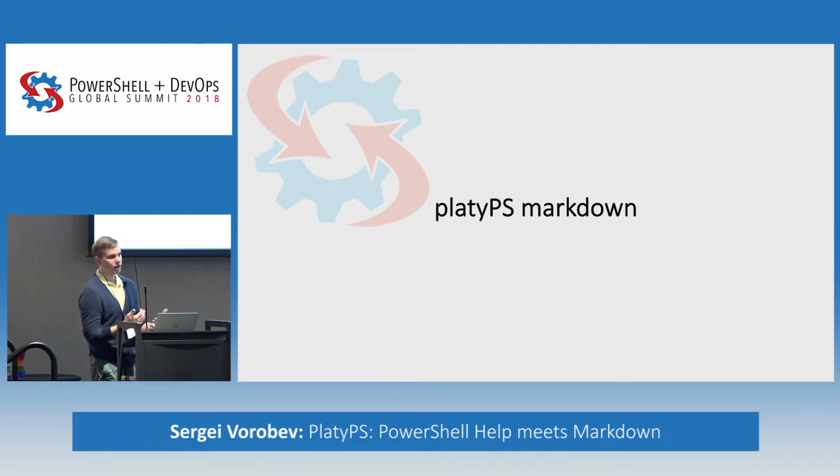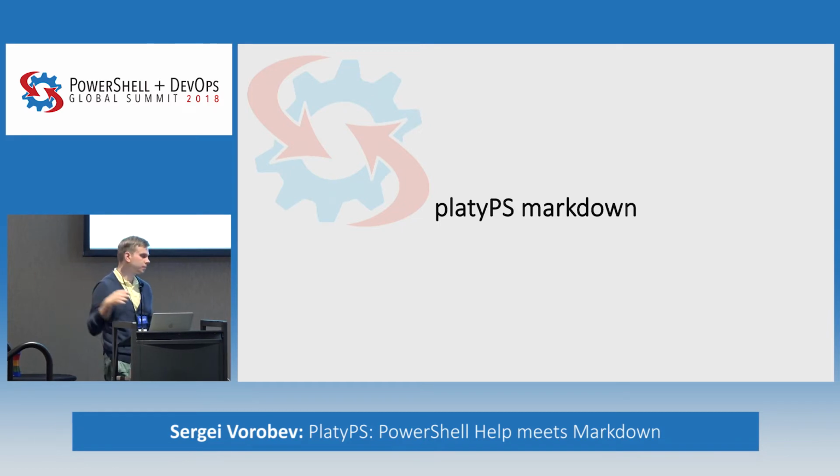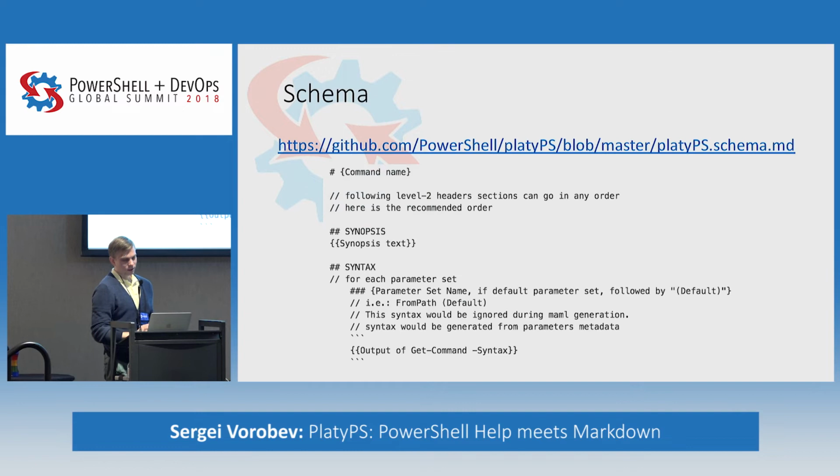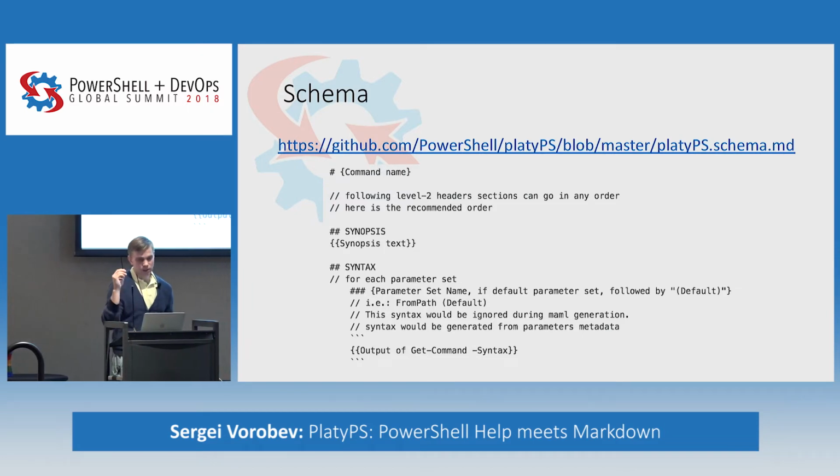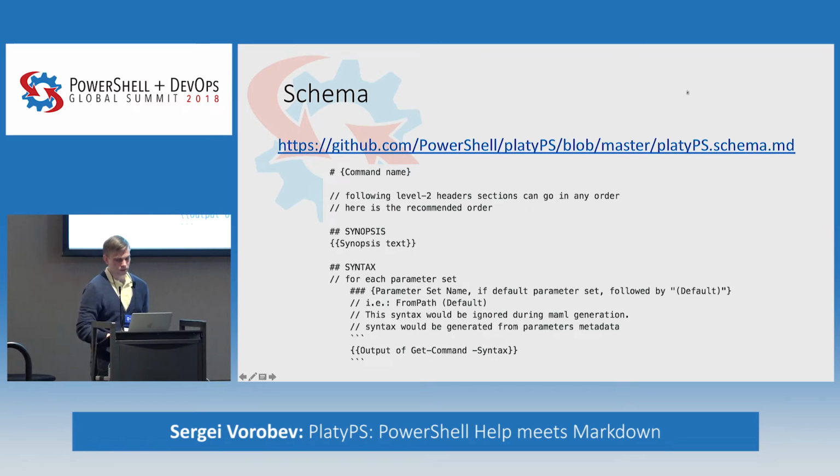You need to comply with a schema. And Markdown doesn't have a schema built in. Unlike things like JSON and XML, where you can specify a schema and validate against it, Markdown doesn't have such a thing. But we need it, because that's how the tool can know that this synopsis thing corresponds to synopsis.